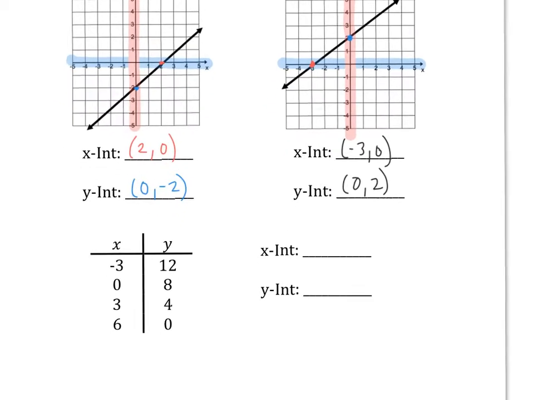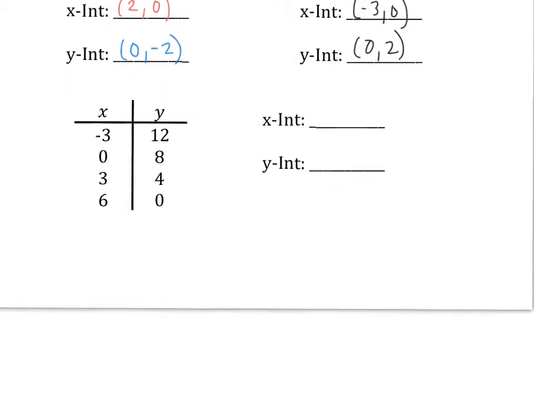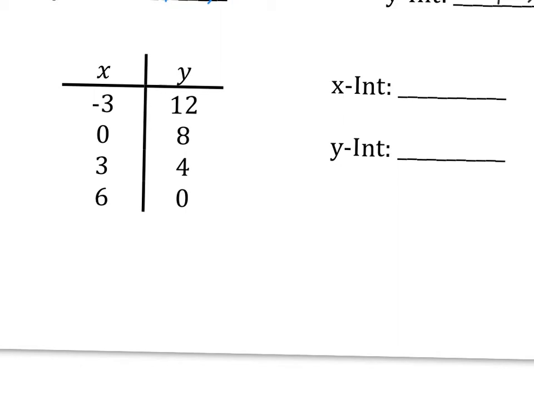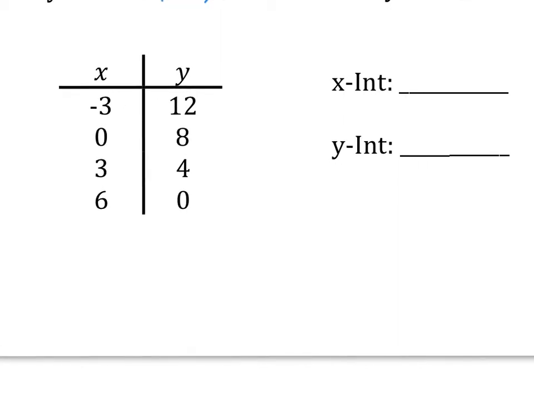All right, now let's look at an example with a table. Again, keep in mind the big idea is when is the opposite variable equal to 0? Then that's the intercept for the specific variable we're looking at. If I look here at my table, the first 0 I see is right here. So when x is 0, y is 8. That's the y-intercept because, again, the opposite variable has to be 0. So the y-intercept is (0, 8).